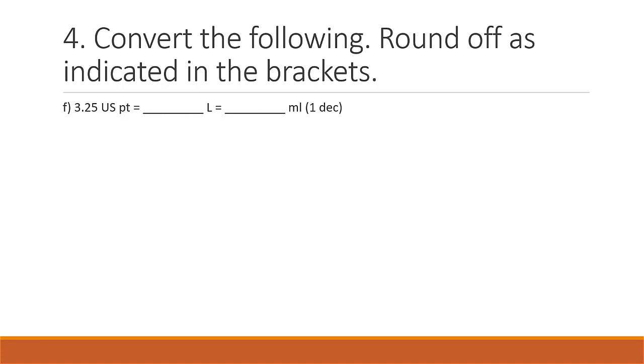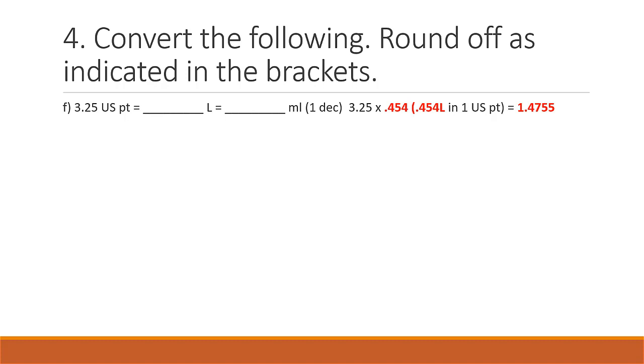Welcome back. We are now at part F of question 4-1, question 3. We need to convert 3.25 US pints into liters, and then that same 3.25 US pints into milliliters, rounding off to one decimal place where necessary. Quite a few ways we can go with this. Let's look at the first one.